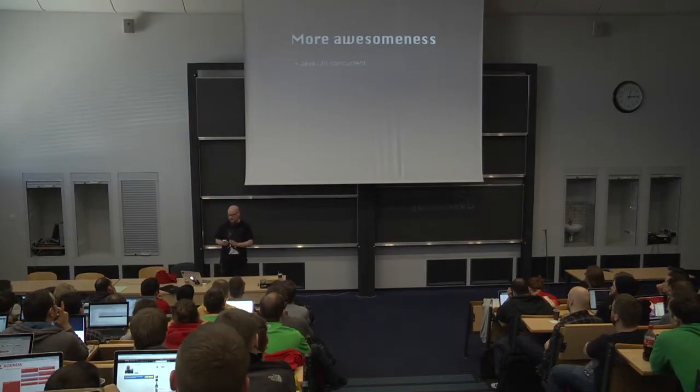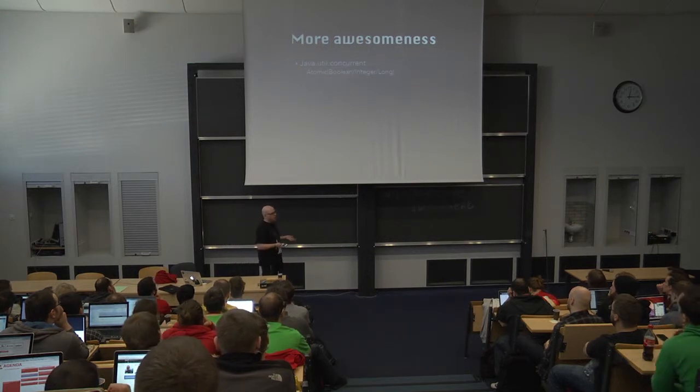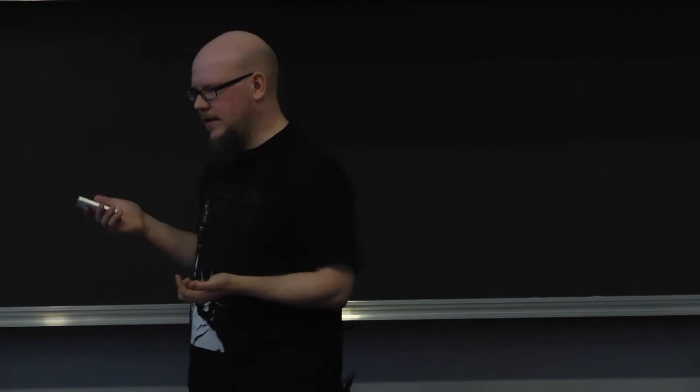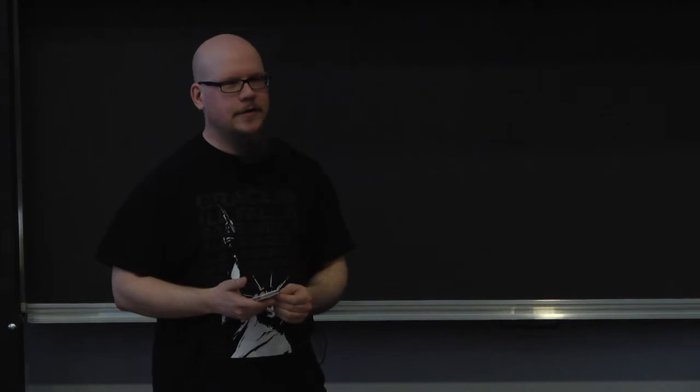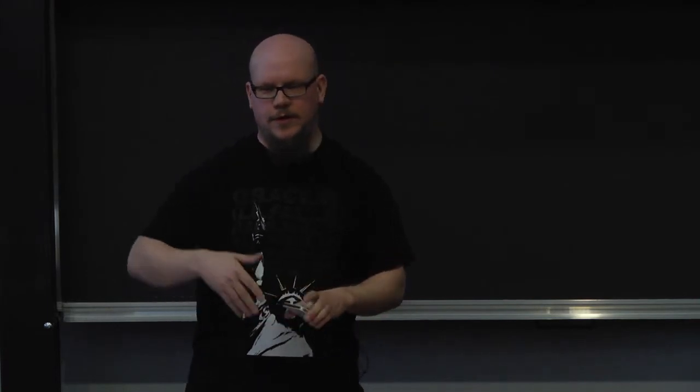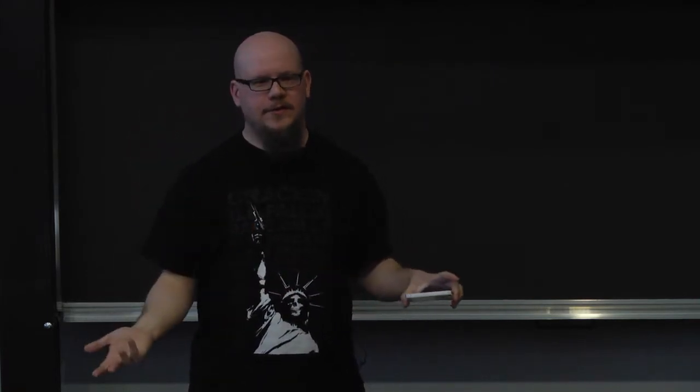Other interesting things in Java Util Concurrent: you have atomic boolean, atomic integer, atomic long. You have concurrent maps, such as concurrent hash map. Having a shared mutable state between threads is really tricky, and Java just solves these things for you. CountDownLatch and semaphore are very good ways of using locks if you need to wait for a couple of threads to die before your application shuts down.